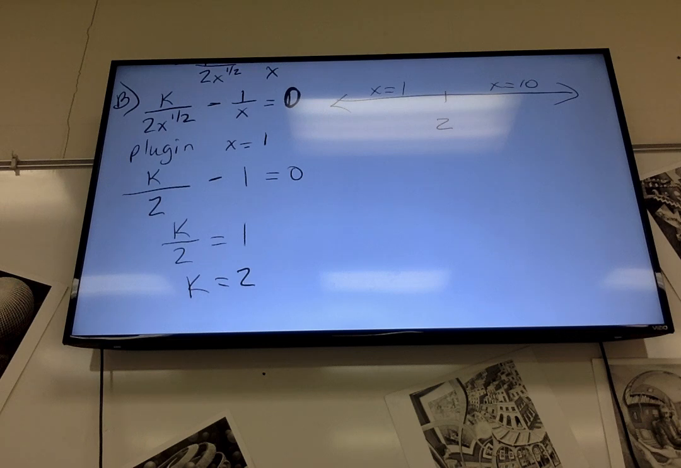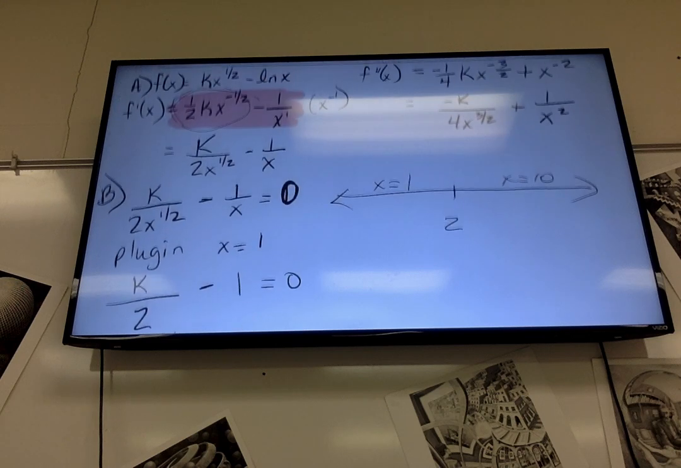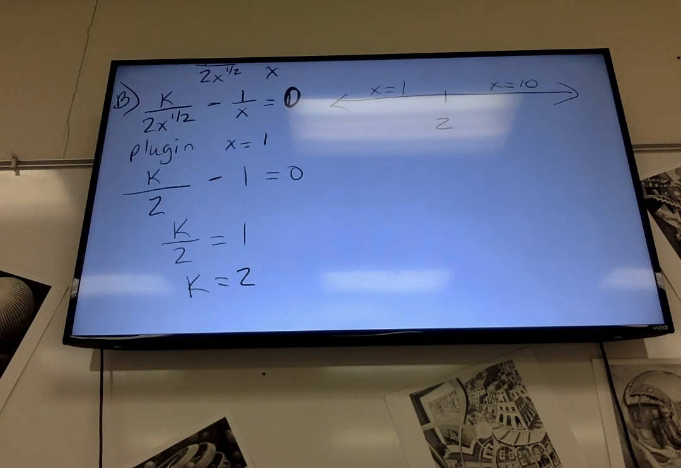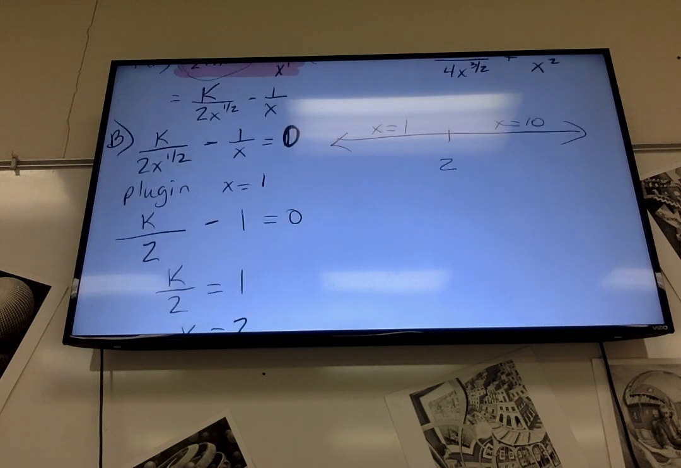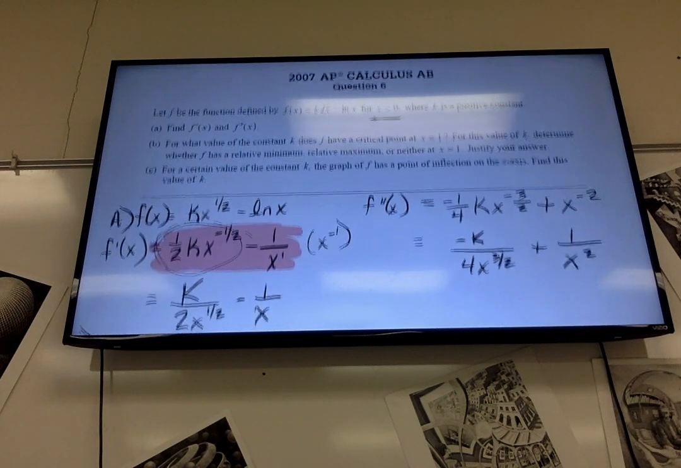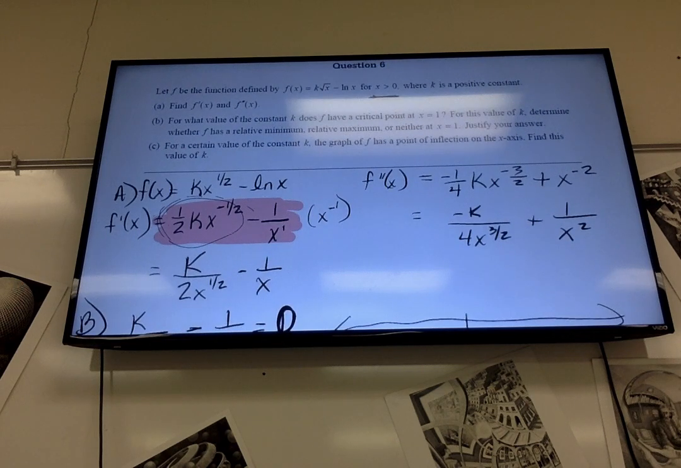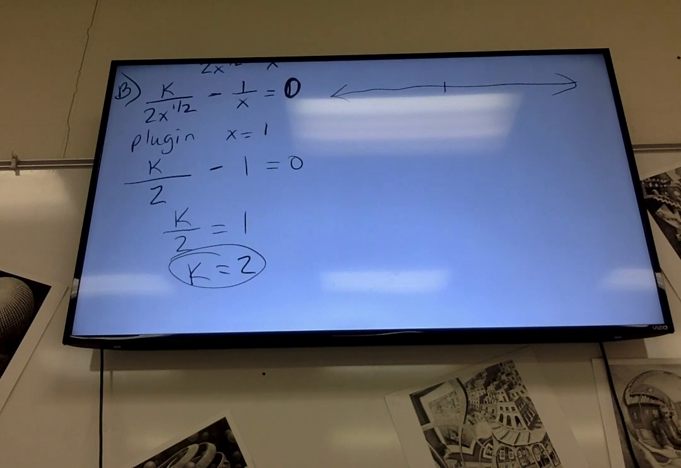So if we plug in 1, and I'm plugging it into f prime, if I use 3, is my answer going to change anything? Wait a minute, can we not plug in 3? That was k, that's not our critical value. But they want to know what k value is first, which we found. Yes, k was 2. Then, for this value of k, determine whether it's a min or max or neither at x equals 1, which is the same point we just used.